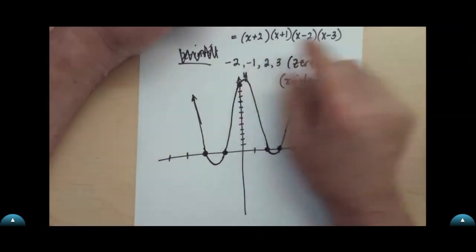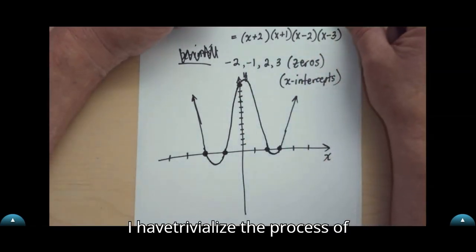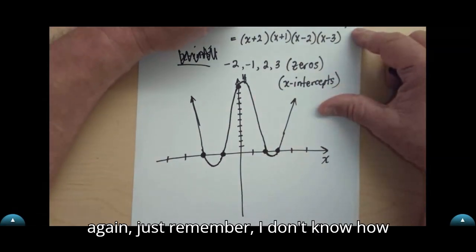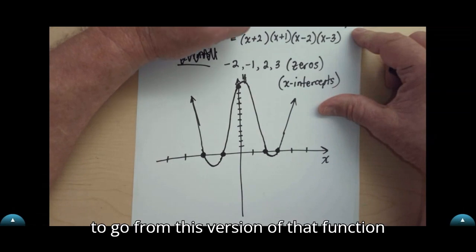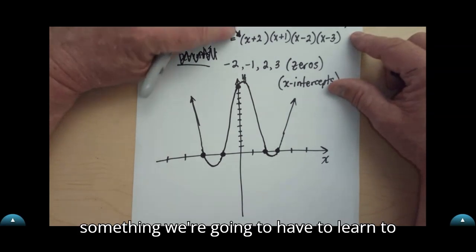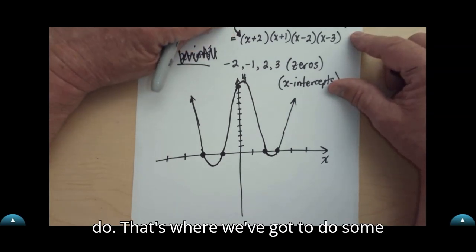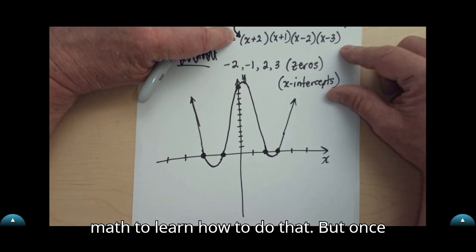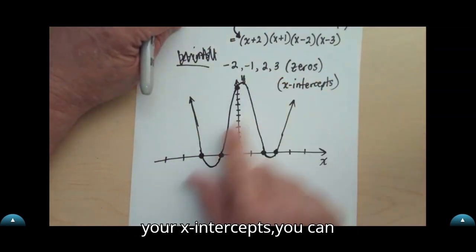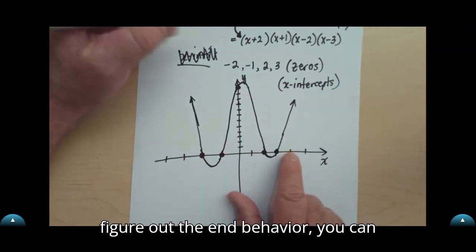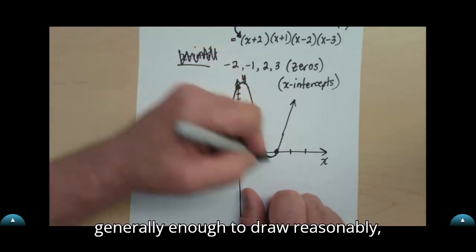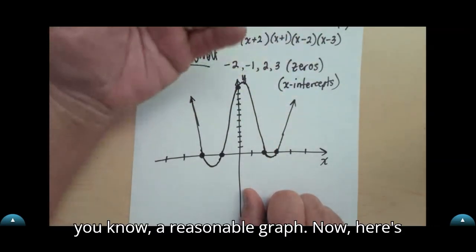Now, a couple of things. First of all, remember, I have trivialized the process of finding these x-intercepts because, again, I don't know how to go from this version of that function to this factored version. That's something we're going to have to learn to do. That's where we've got to do some math to learn how to do that. But once you're able to do that, once you have your x-intercepts, you can figure out the end behavior, you can figure out the y-intercepts. That's generally enough to draw a reasonable graph.